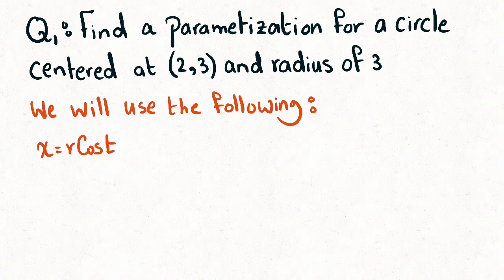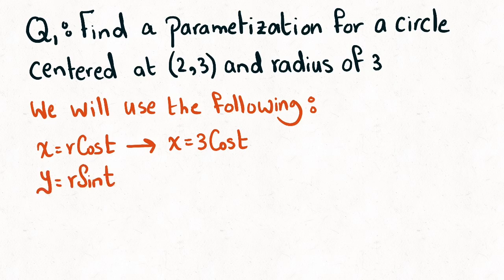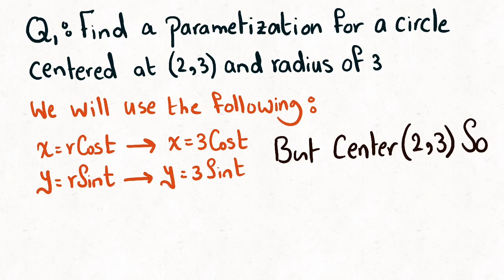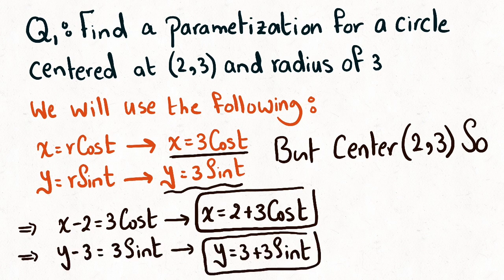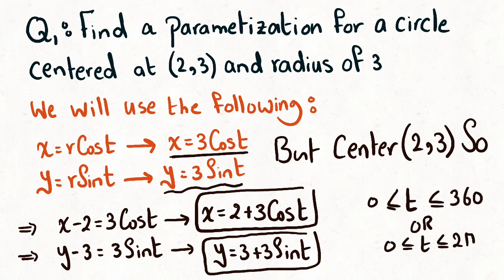Now we will use x equals r cosine t and y equals r sine t. We know r equals 3, thus we are going to substitute it. Now, since the center is (2, 3), the equation will be changed into x minus 2 equals 3 cosine t, y minus 3 equals 3 sine t. We adjust it into x equals 2 plus 3 cosine t and y equals 3 plus 3 sine t, and of course t ranging between 0 and 360.